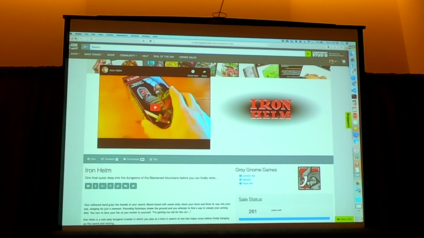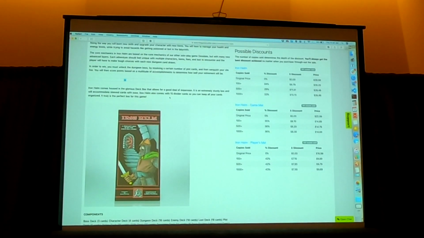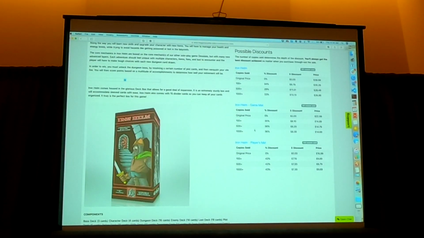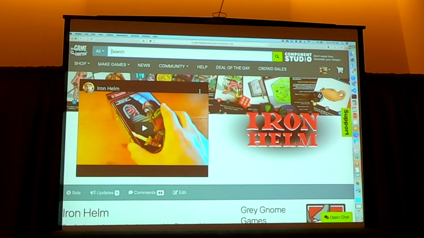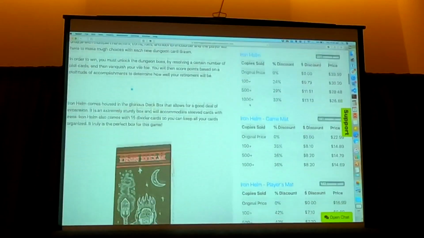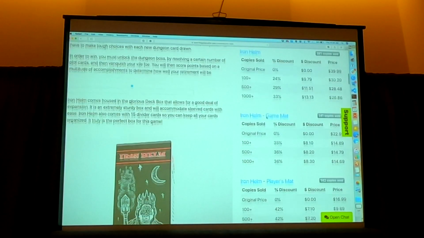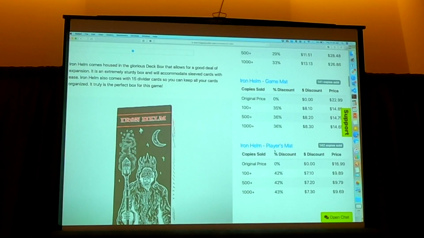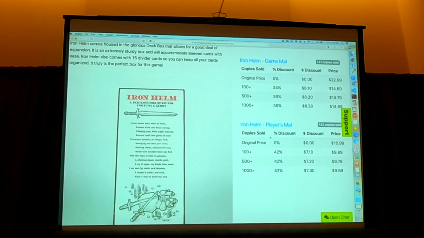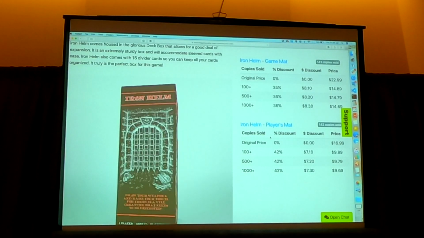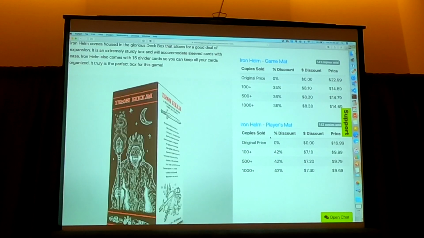And one of the things that he did that was very interesting was on this crowd sale, you can see that there were 3 different products. I'm going to go ahead and blow that up a little easier to see. There were 3 different products. There was the game Iron Helm, there was an Iron Helm game mat, and an Iron Helm player mat. You don't need those to play the game. They're optional. They're just big neoprene mats with nice printing on them. They look beautiful, but you don't need them.